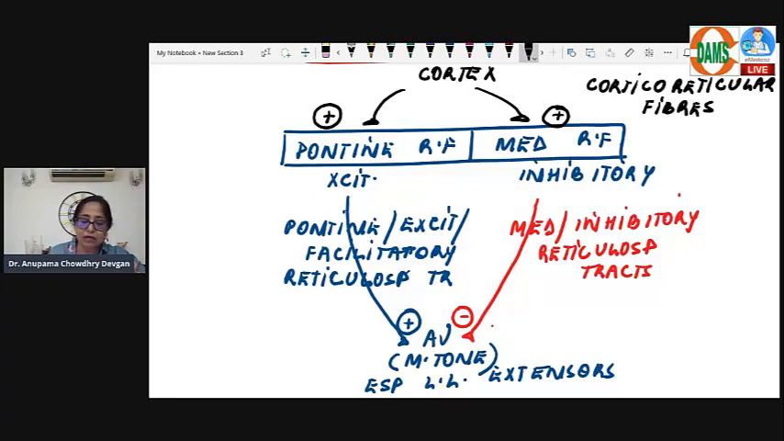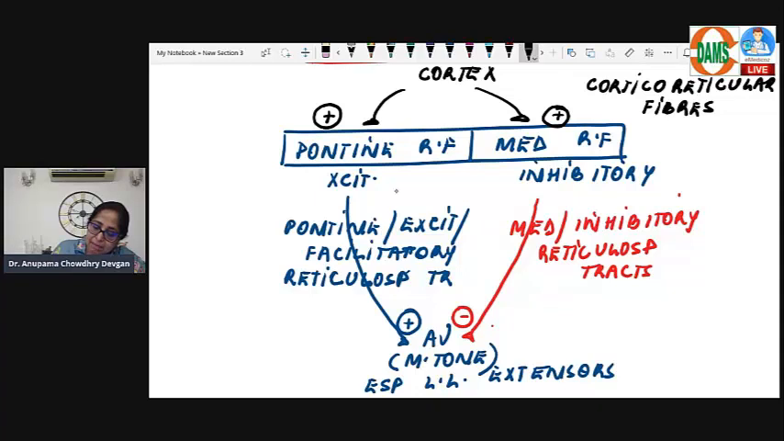Now, RF is reticular formation. Reticular formation is an area which is present in the brainstem, medulla, pons, right up to the midbrain. It has a role in controlling tone and posture. How does it control tone and posture? Because it gives rise to two reticulospinal tracts. Pontine, which is an excitatory tract, which increases A-gamma activity, and the medullary, which is an inhibitory tract, which decreases A-gamma activity.